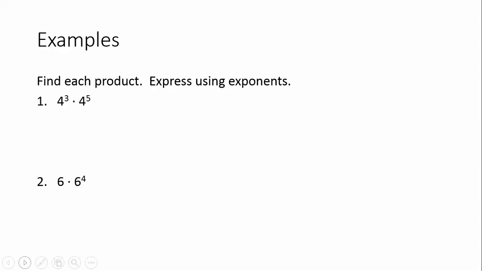So let's find each product and express using exponents. What that means is that you don't have to give me an actual numerical value, we just have to apply the product of powers property. So we're going to take 4 to the 3rd times 4 to the 5th. We're going to add the 3 plus 5 and get 4 to the 8th. Number 2, we have 6 times 6 to the 4th. And remember when we discussed that when you don't see an exponent, it's an implied 1. So we have 6 to the 1 plus 4, or 6 to the 5th power.